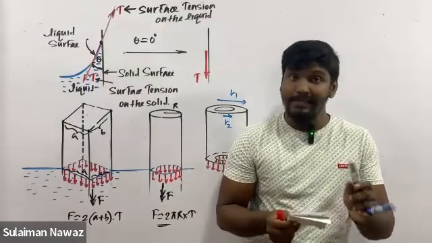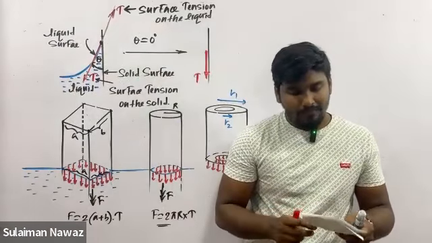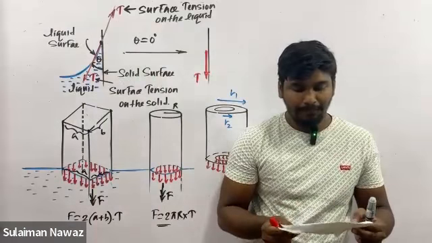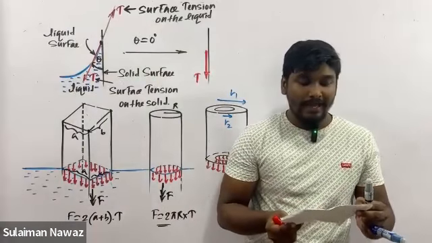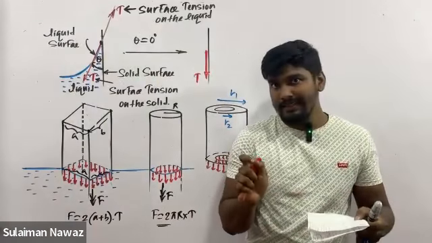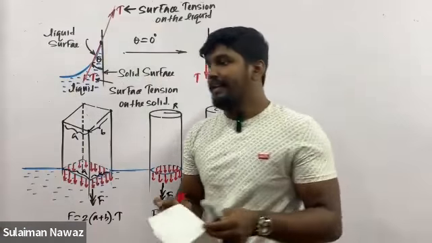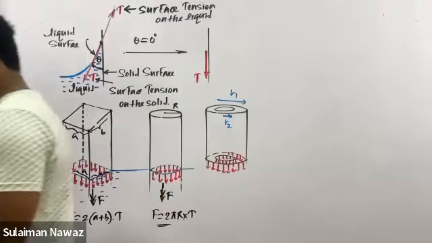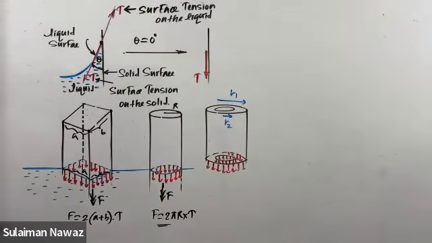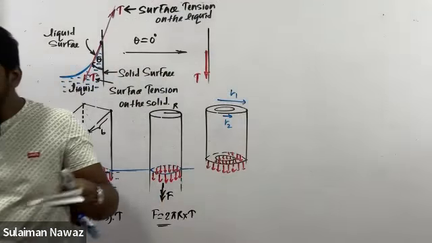That part is done. Now case number 2. If the angle of contact is acute, that means theta is less than 90.